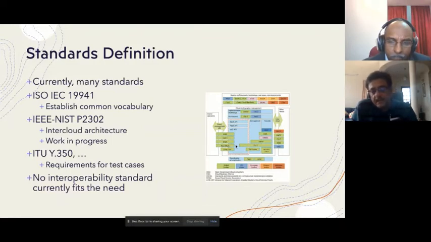So currently, while there are a number of standard definitions underway, no interoperability standard currently fits the need. But of course, we plan to work with them to get our standards accepted internationally. This is a good area for India to leapfrog in technology and be a leader in the technology rather than having to adopt technology defined by others. So, in that sense also, this is a very interesting area to work in.